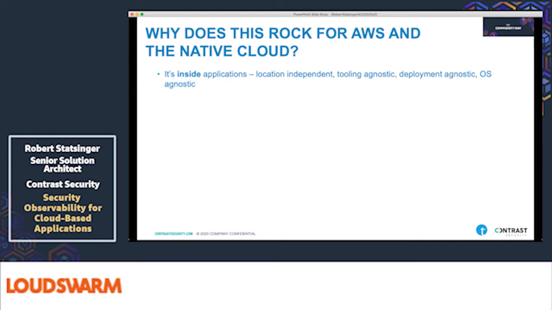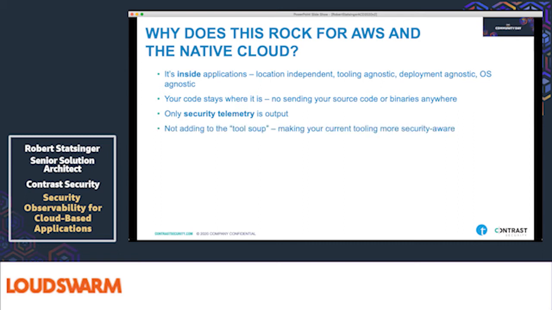So this is really deploy it any way you want, run it anywhere you want, and just interact with it as you're normally doing it. The other thing about this is that it's not sending your code anywhere. Your code stays wherever you want it to run. It's not sending your source code or your binaries anywhere. It's simply capturing that security telemetry, that knowledge of, hey, I saw the lack of parameterized queries at line 25 of count.java, and it's making you aware of that information, outputting it as it sees the code run and making sure it gets to the right people in the right ways.